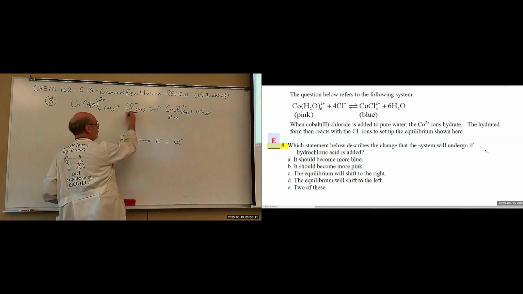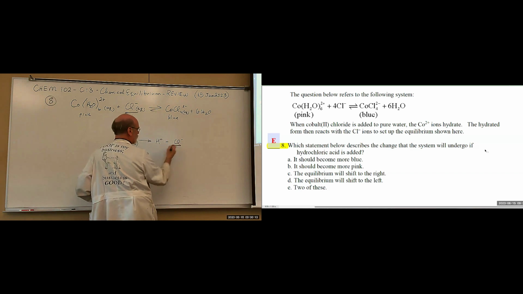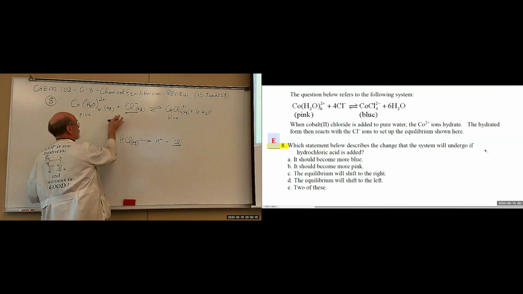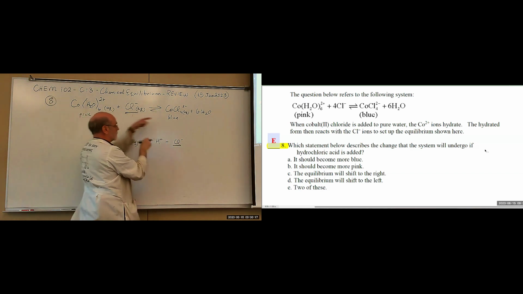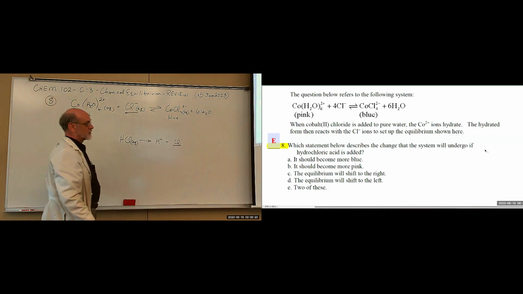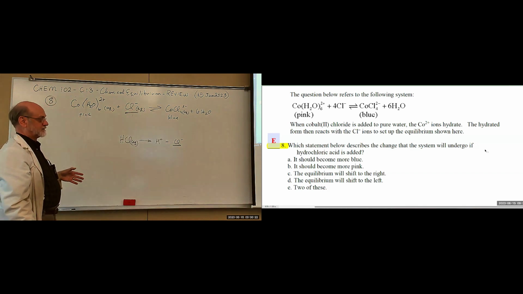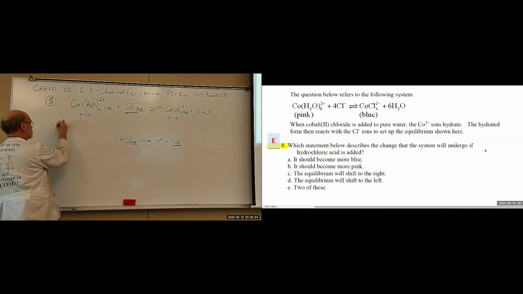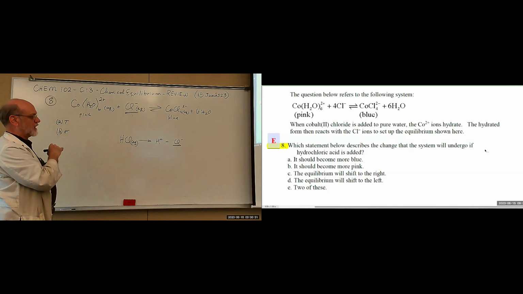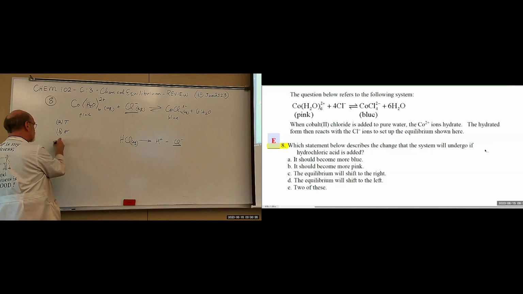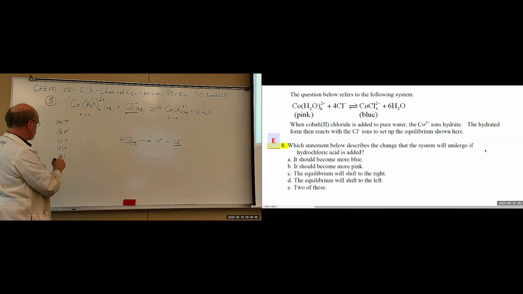Right here. You're adding those chlorides, so you're going to force the equilibrium to the right. It becomes more blue. And so A is true, right? B is false, because it's not going to become more pink. The equilibrium will shift to the right. C is true, right? And D is false. That means E, 2 of these is true.